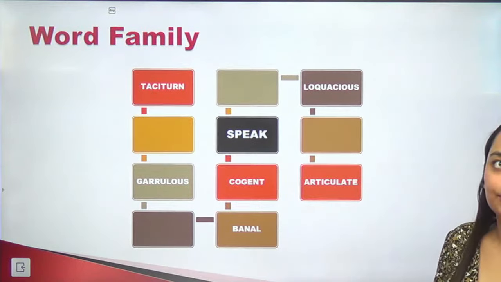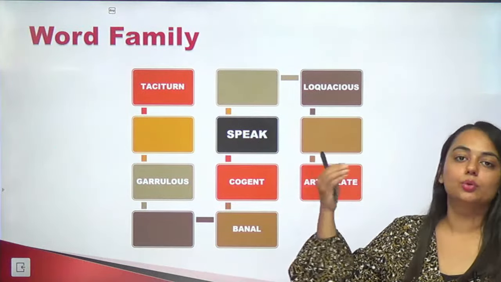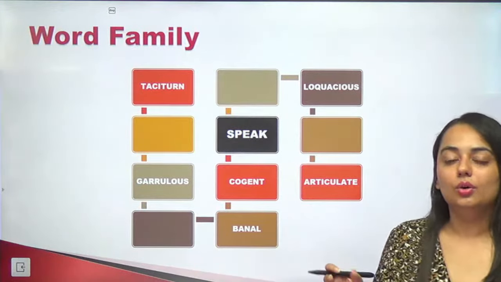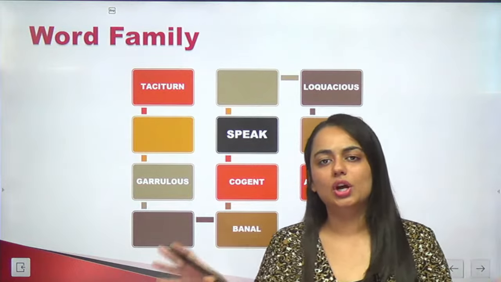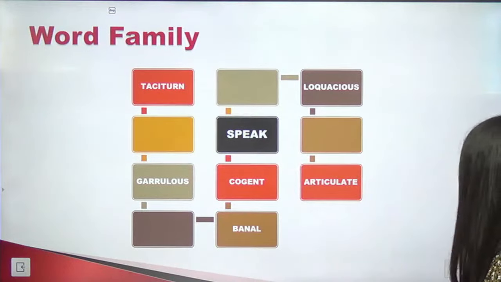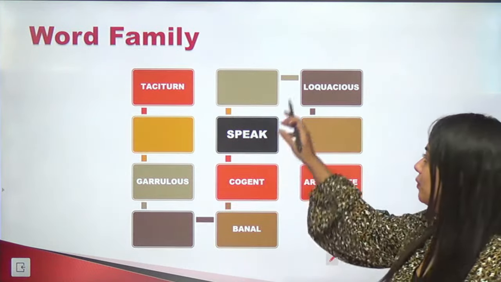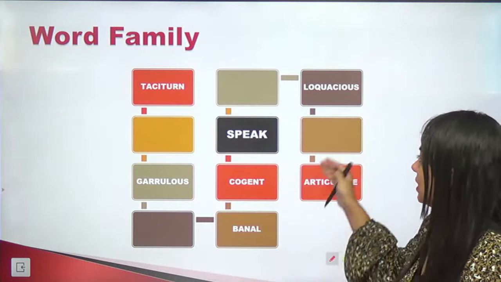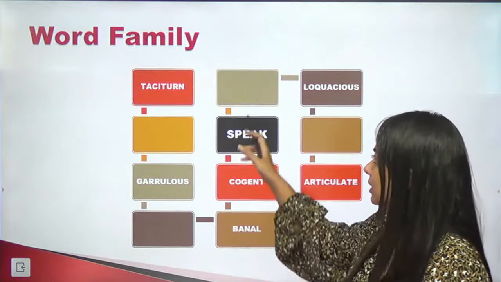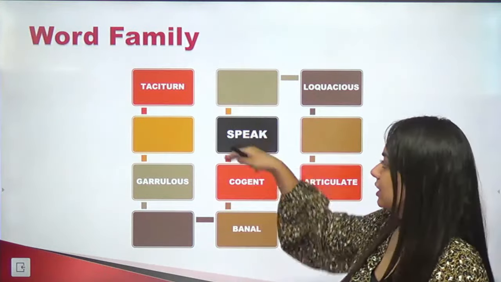So word family is another way of learning words. We've already talked about the tricks of learning words. This is fourth in the list, which is word family. Word family means there are certain words which are related to each other in some way or the other. Let's see an example. Here we have the word speak, or speech, and then there are words. We've made boxes and fit some words, and I've left some empty boxes. You can also make such a table and go on filling these empty boxes as soon as you come across a new word related to speech or speak.